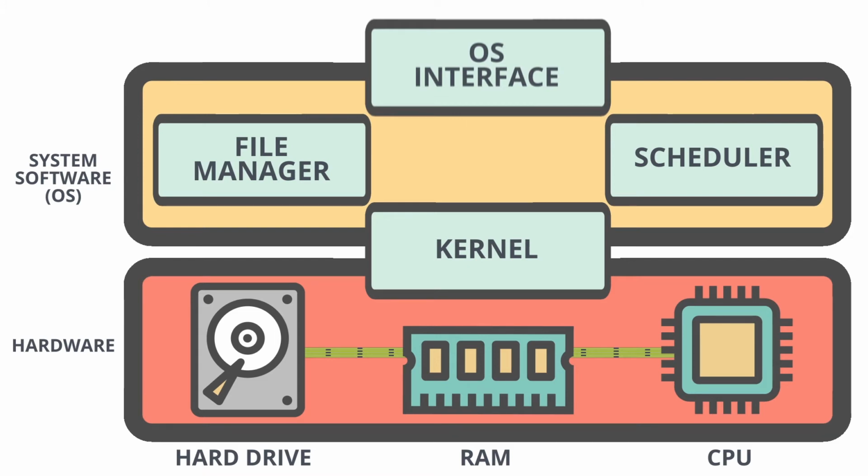At the top of the OS is the OS interface. The OS interface is the part of the OS that communicates with the application software. Application software must be written to run on a specific OS interface because the Windows interface is different from the Linux interface and the Mac OS interface.